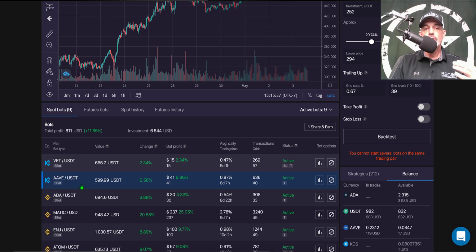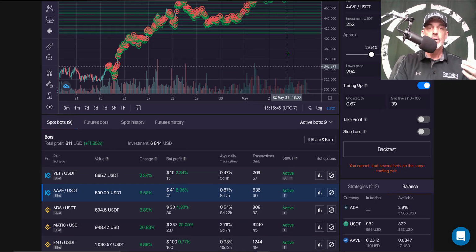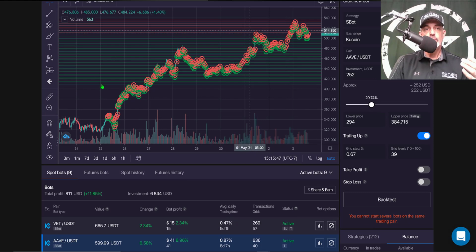Now, another example of the trailing up feature working to my advantage to lock in profit would be on Aave. I deployed this bot just over 8 days ago. And if we look at the chart, again, I deployed the bot down around $340, and the price action has run up all the way to $540. So almost a $200 move on Aave.